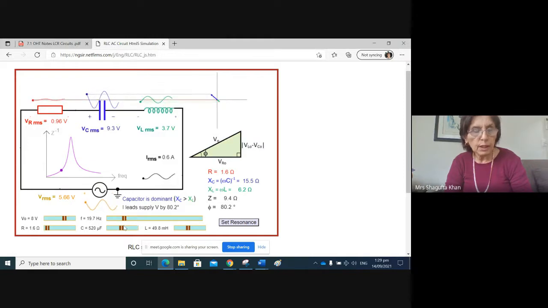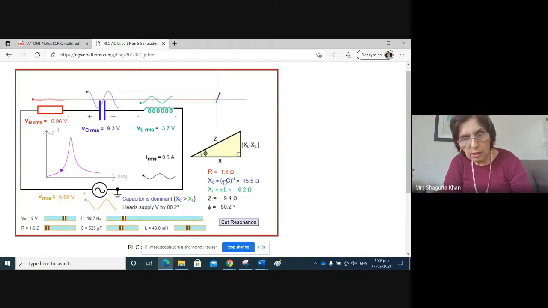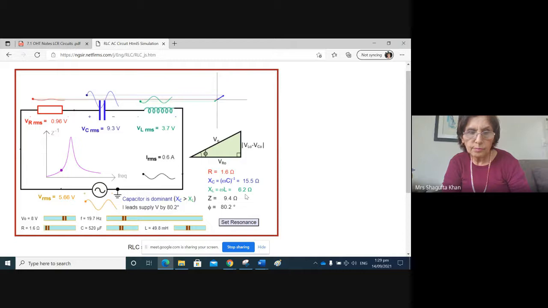So at present, if you look over here, they haven't given the resistance. Okay, so sorry, the voltage. So voltage across the capacitor is 9.3 volts, and voltage across the inductor is 3.7, and voltage across the resistor is this much. If you look over here, resistance is about, I think, 1.6 ohm. XC is 15.5 and XL is 6.2. So at this stage, is it a capacitive circuit or inductive circuit? Capacitive circuit. So total impedance is already given here.